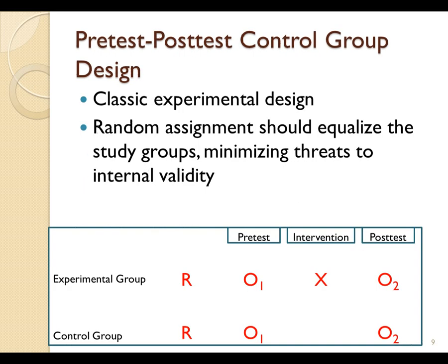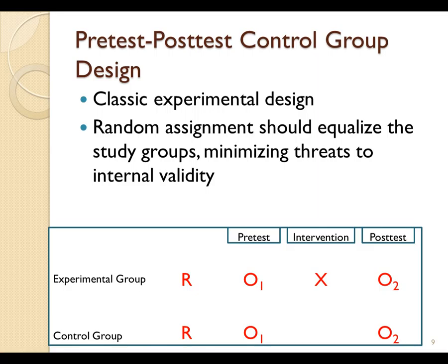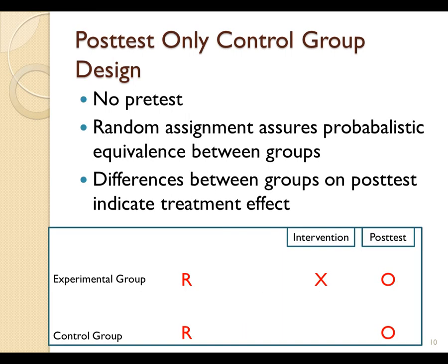Now, in the pre-test, post-test control group design, participants are randomized into either the experimental group or the control group. Both groups are then measured before the introduction of the intervention. An intervention is then applied to the experimental group, and finally both groups are measured again. Random assignment ensures that the groups are roughly equivalent on important attributes at the start of the study, and helps to control for most threats to internal validity.